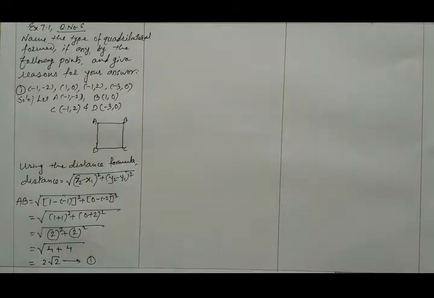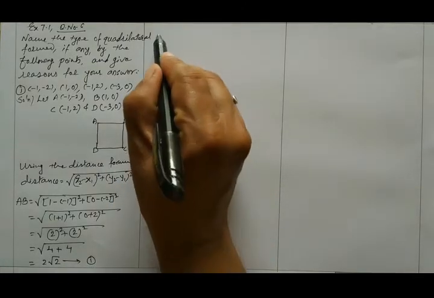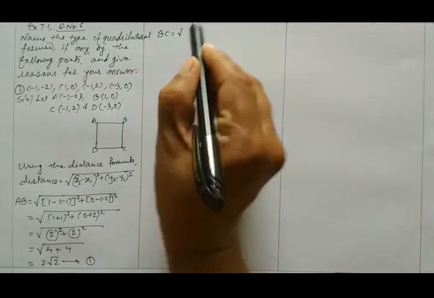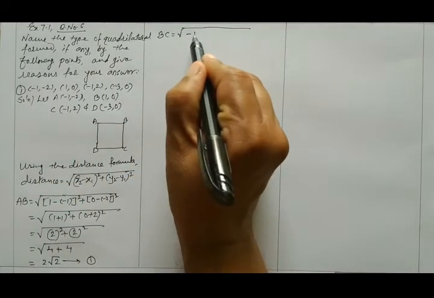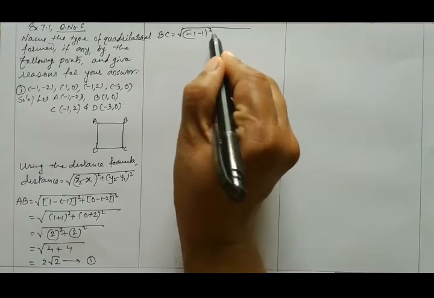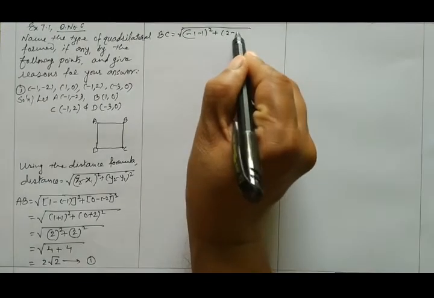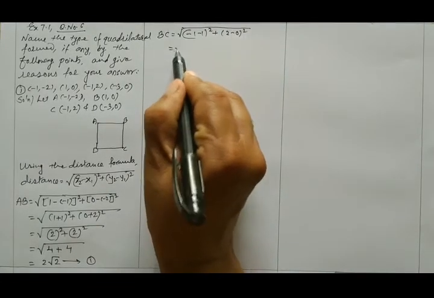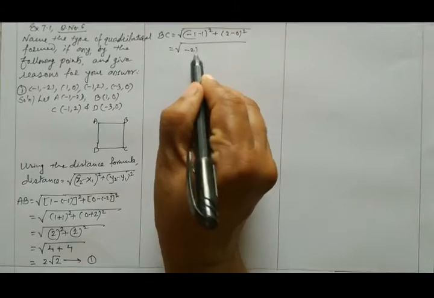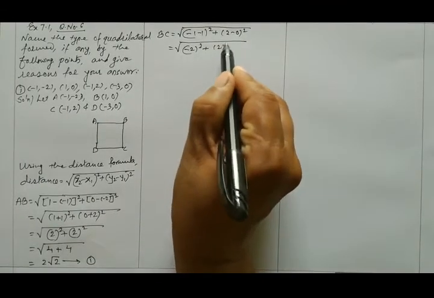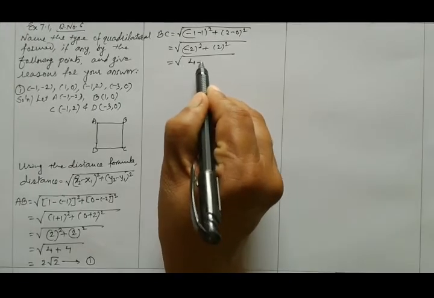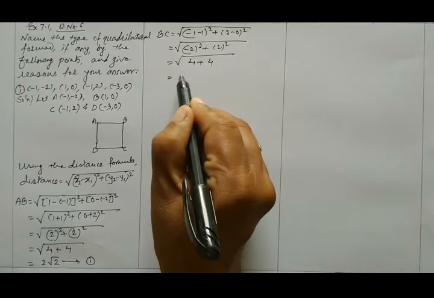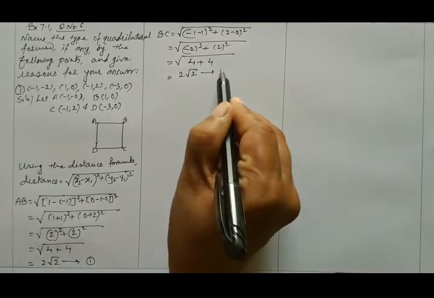Similarly you calculate BC. BC is equal to under root (minus 1 minus 1) whole square plus (2 minus 0) whole square. So minus 2 square is plus 4 and 2 square is 4, so it is again the same, 2 root 2. You call this result number 2.